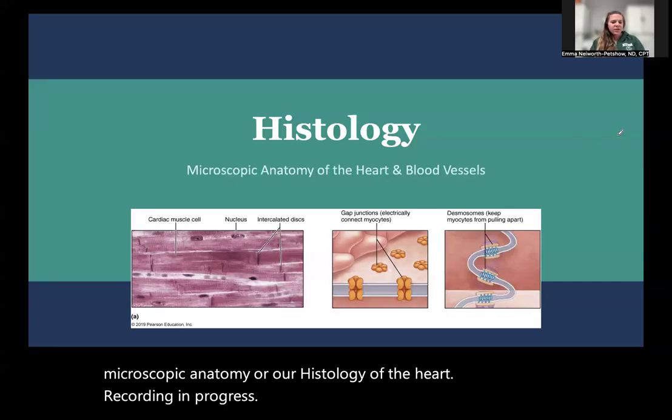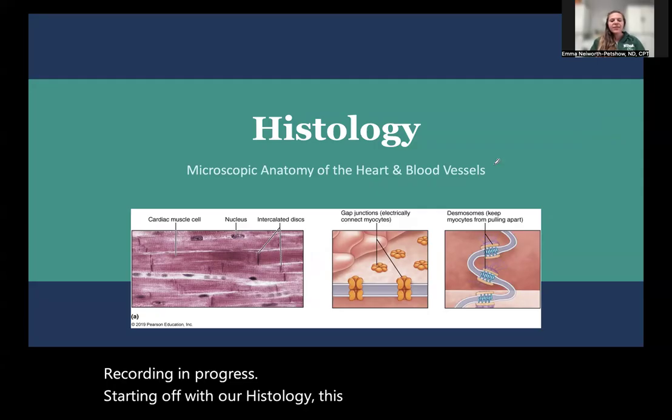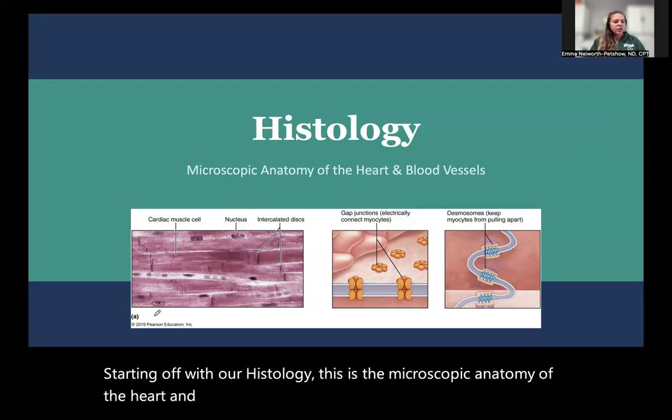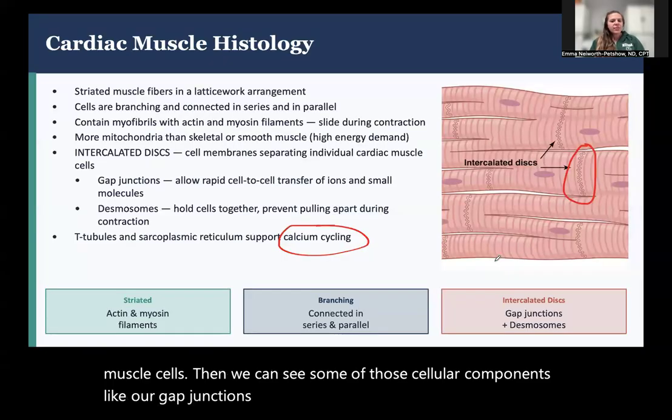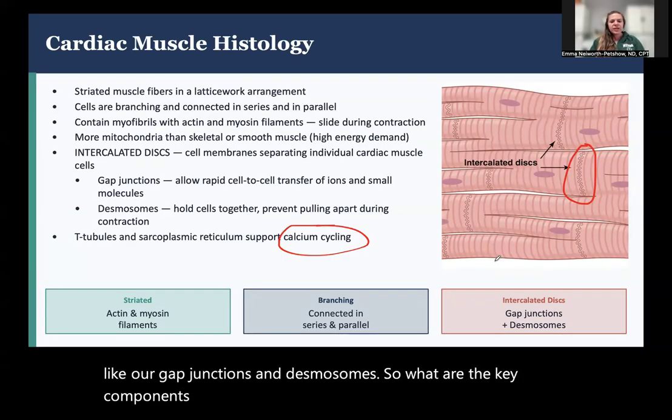Starting off with our histology, this is the microscopic anatomy of the heart and blood vessels. This is showing an example of cardiac muscle cells. Then we can see some of those cellular components like our gap junctions and desmosomes. So what are the key components of cardiac muscle histology?